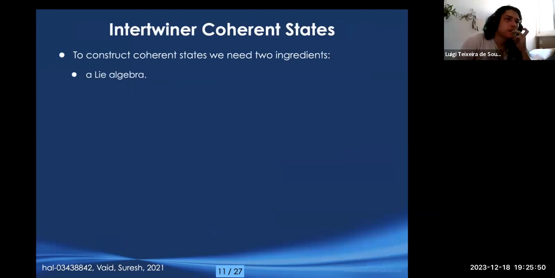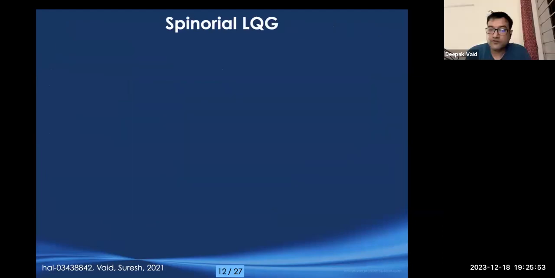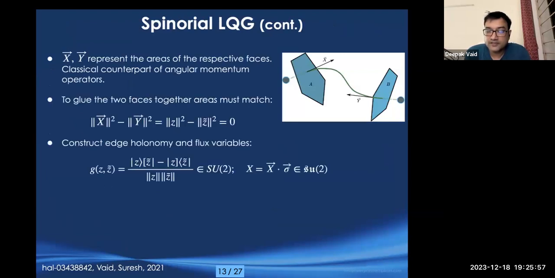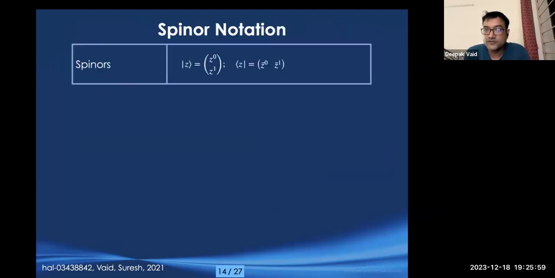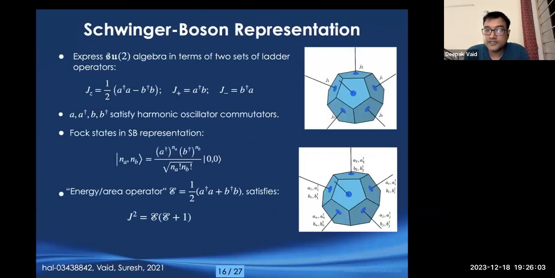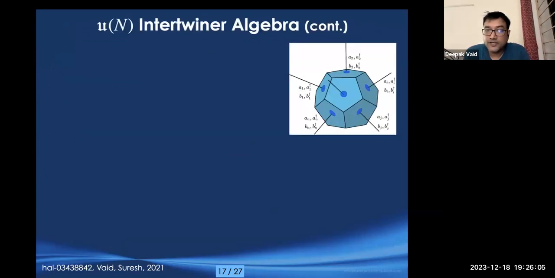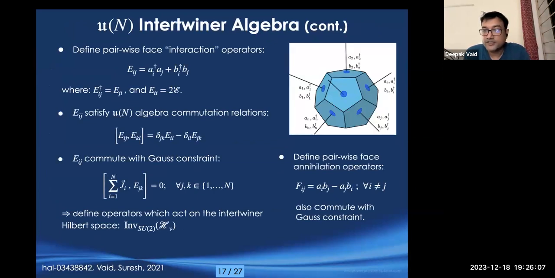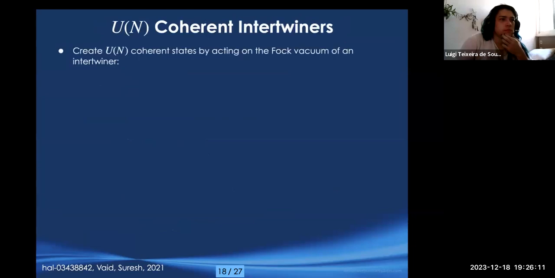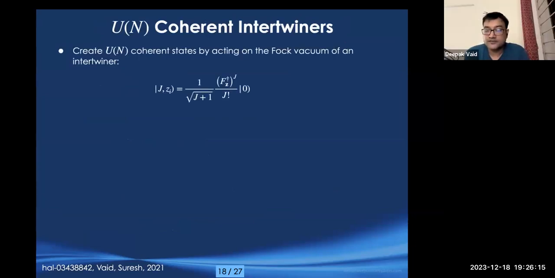But you see, what we have basically done is we have constructed a harmonic oscillator representation of the polyhedron Hilbert space. And using this harmonic oscillator representation, we can now construct coherent states. And this is how we construct these coherent states.